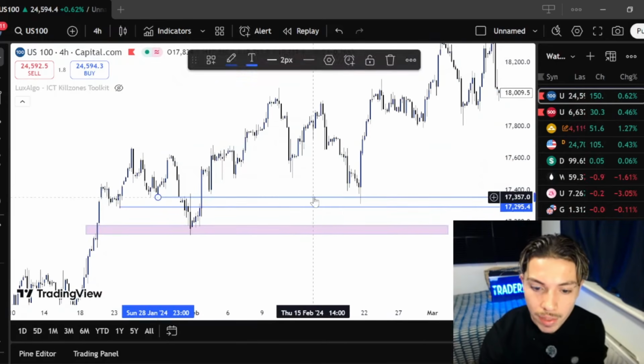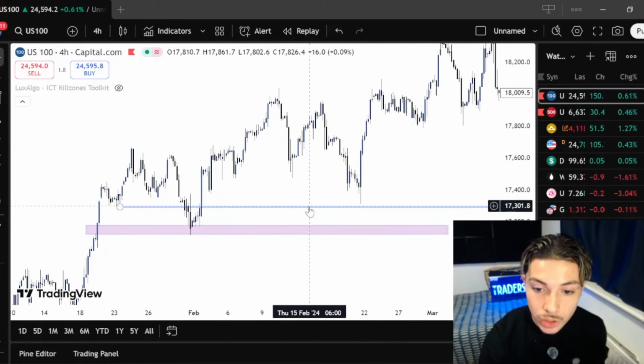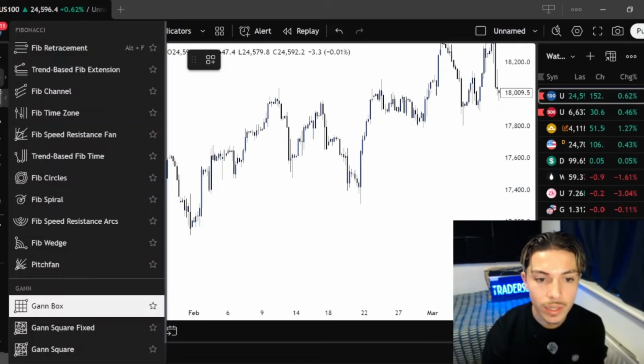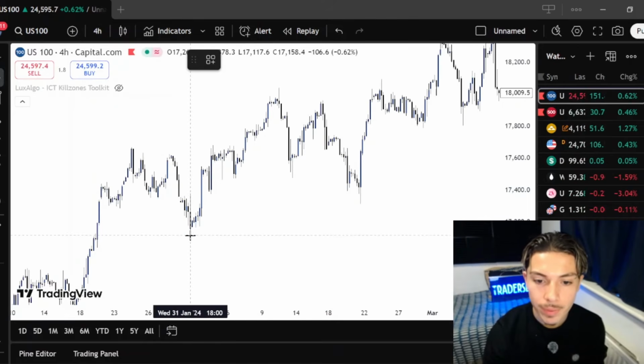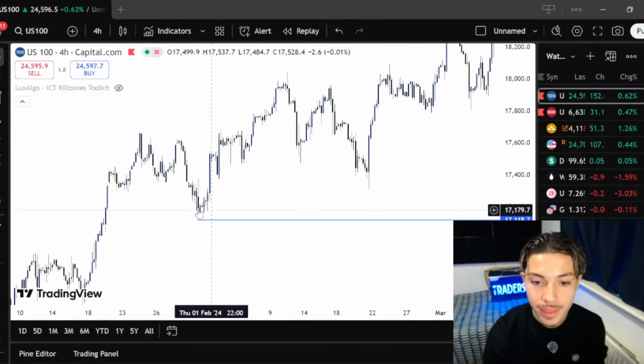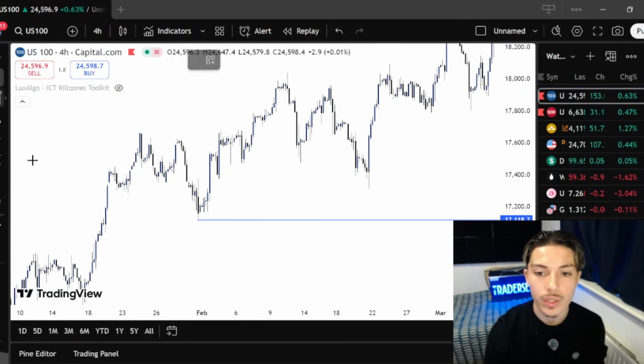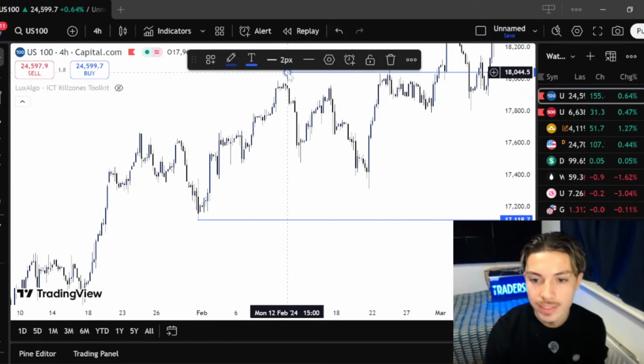We have another external low right here, literally within the same model. We have this external low, right? By the way, this low right here is the equilibrium level, which we literally rejected off of. We have this external low and we have this external high.